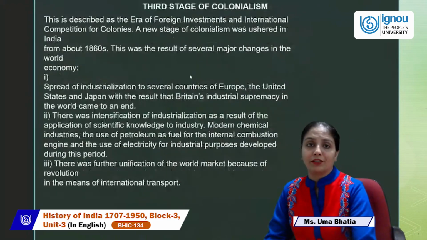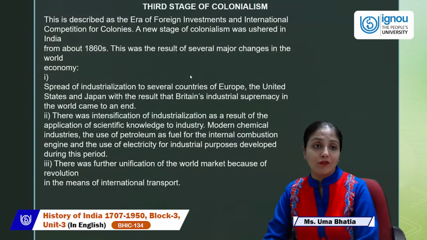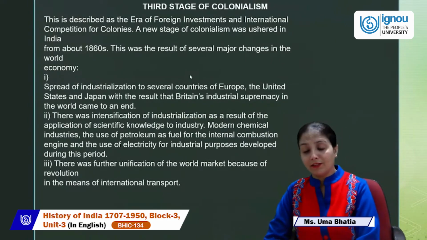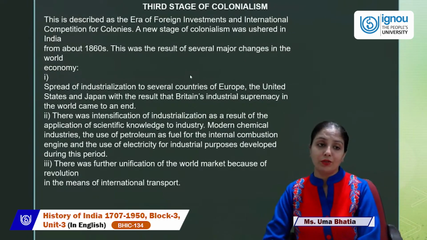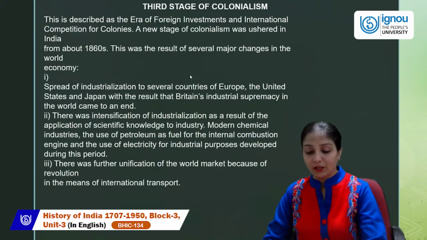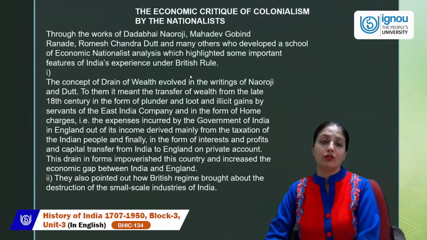Okay, they used taxation. Next, the third stage of colonialism means the spread of industrialization to several countries, like Europe, US, Japan. This type of industrialization they had settled, and unification of the world market. Okay, these were the stages of third stage colonialism.